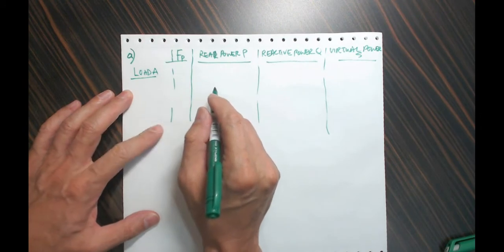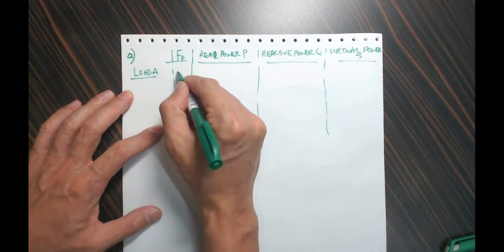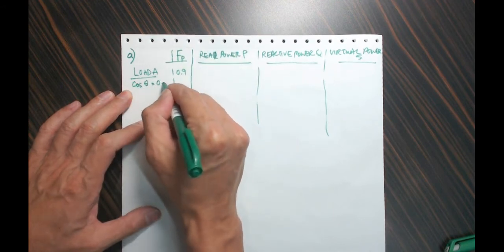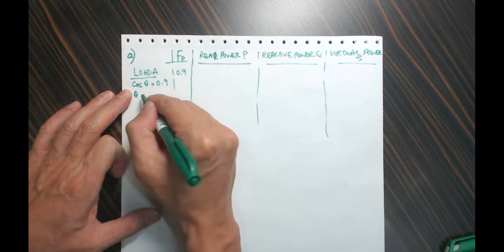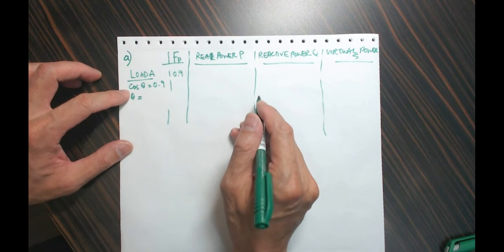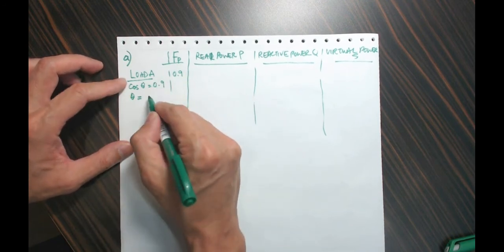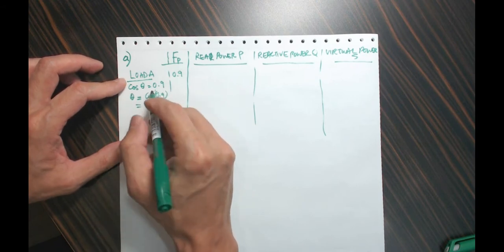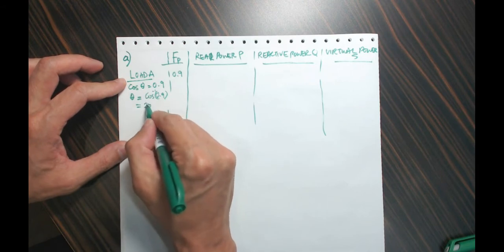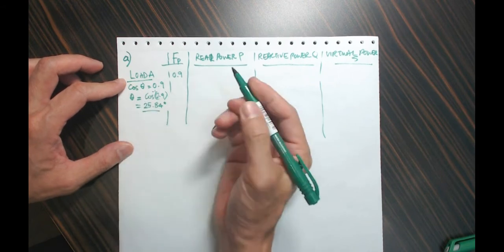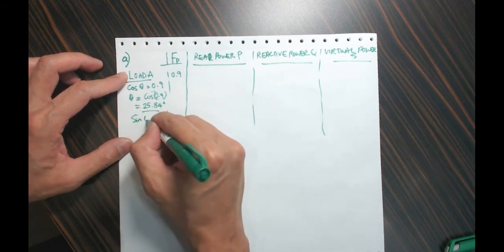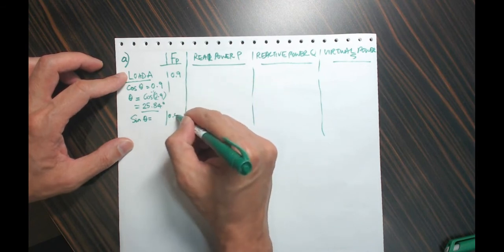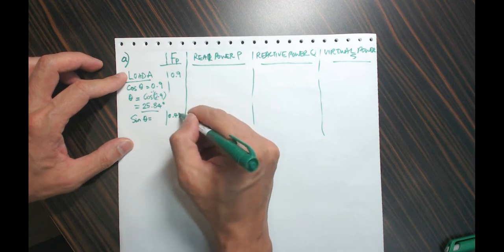Now we are given load A to have a power factor of 0.9. In other words, cosine theta is 0.9. So the angle between the loads is cosine inverse 0.9, which gives me 25.84 degrees. Therefore, the sine of this angle will just be 0.4358.